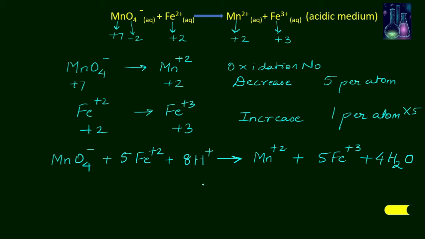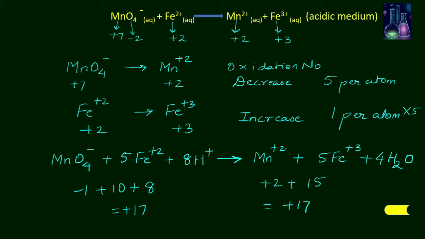So now let's check whether the reaction is balanced. 1 Mn, 1 Mn, 4 oxygen, 4 oxygen, 5 Fe, 5 Fe, 8 hydrogen, 8 hydrogen. So the atoms are balanced. Now what about the charge? Let's check out. -1 plus 5 2s are 10 plus 8 1s are 8. This makes up a total charge of 17 plus. And here +2 plus 5 3s are 15 plus water is a neutral molecule. Therefore the overall charge is +17. Now we have the charges also balanced as well as the atoms.